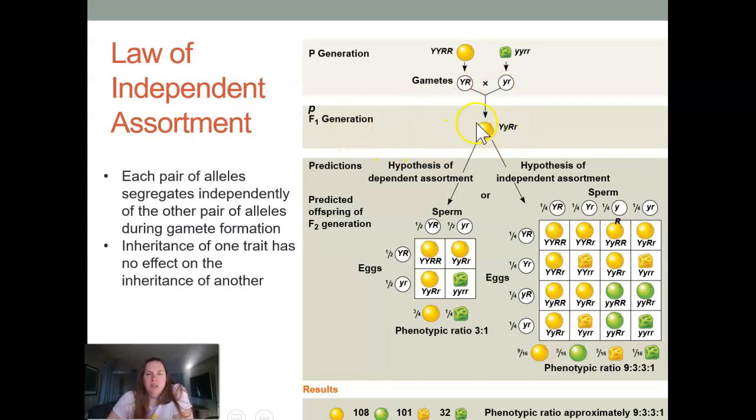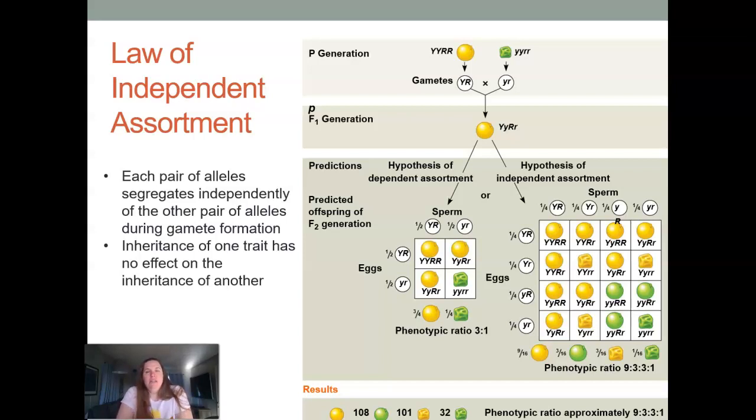So now we cross our parental generation, we get our F1 generation, and we know that our F1 generation has to be heterozygous for both of these traits. And we see that here, right? Capital Y, lowercase y, capital R, lowercase r. And of course, its phenotype is going to be the dominant phenotype. So this is where his next law comes in, this law of independent assortment.